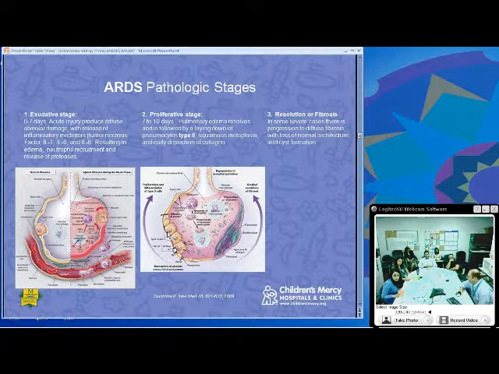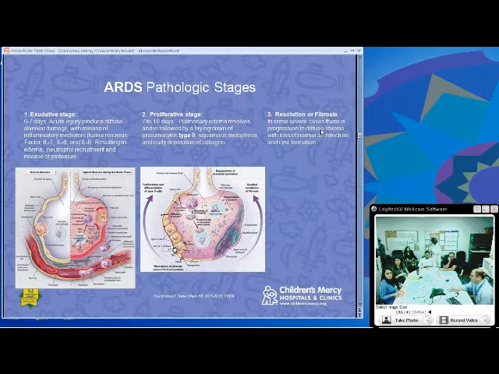The patient can go in one of two directions. One, the patient can heal well with the pneumocytes differentiating into type 2 and type 1 and heal, or it can go into fibrosis. So the third stage is the resolution, if the patient does well and heals fine, or fibrosis with severe restrictive lung disease, if there is so much inflammation and damage that the patient is going to have permanent problems for life.